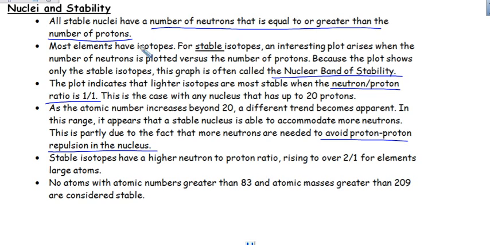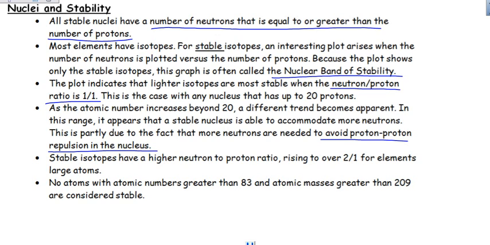Now it does mention down here that atoms with more than 83 protons and masses greater than 209 are really never considered stable. A lot of these are radioactive, which means it's a nucleus that's unstable and tends to decay, which really means that it just splits and forms smaller particles that are more stable. And again, a lot of these are synthetic. And if they're synthetic, they're often not stable.